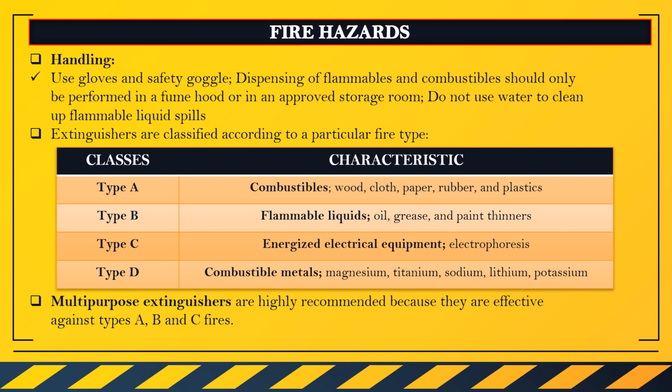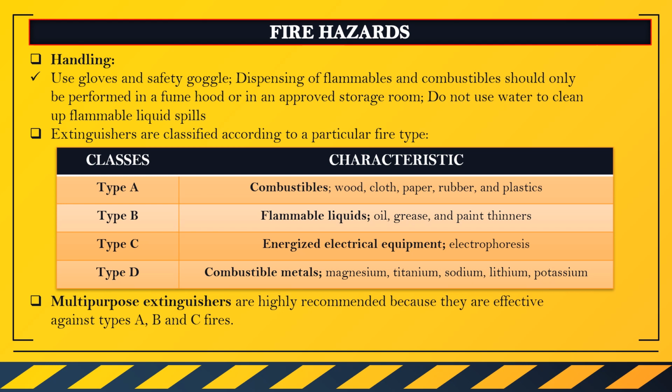Okay, we have extinguisher classifications that are according to a particular fire type. So class, we have types A, B, C, and D. Presented in this slide are the characteristics of each of the fire type classes. For type A, these are combustibles that include wood, cloth, paper, rubber, and plastics. Type B includes flammable liquids such as oil, grease, and paint thinners.